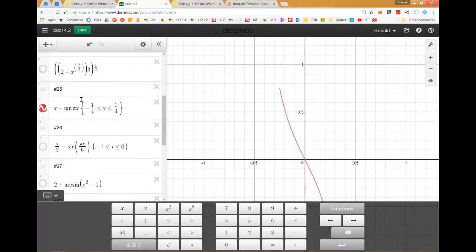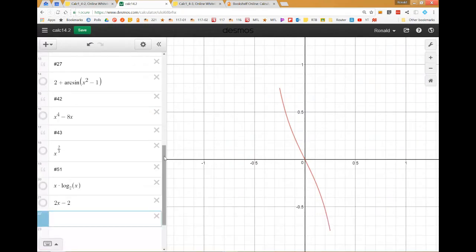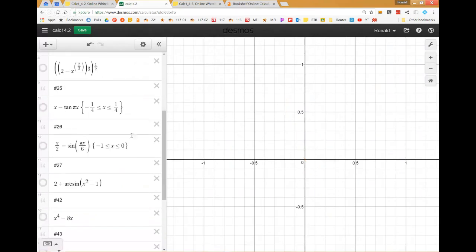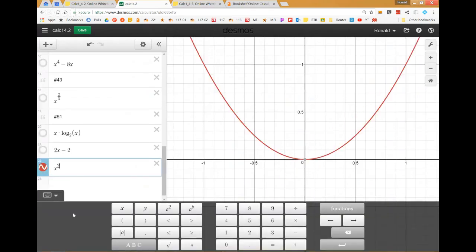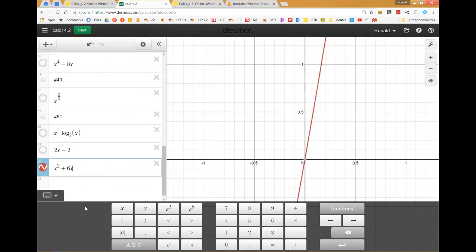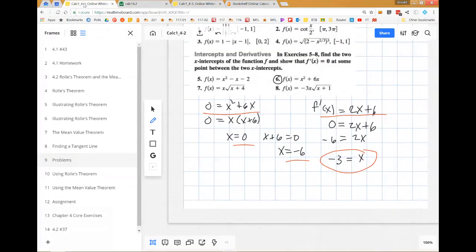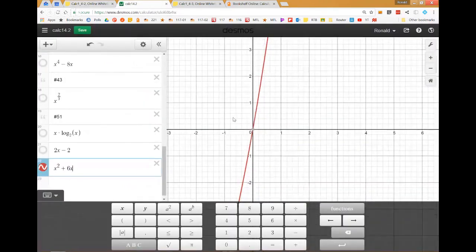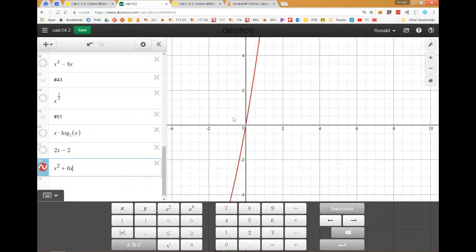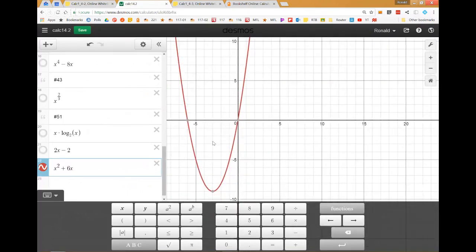Let me get rid of that. Okay, x squared plus 6x. What was that function? X squared plus 6x. Okay, that looks correct. Oh, okay. So there we have the bigger picture.